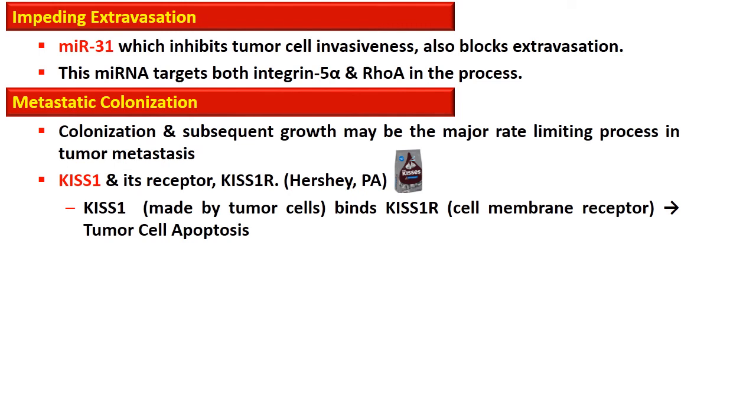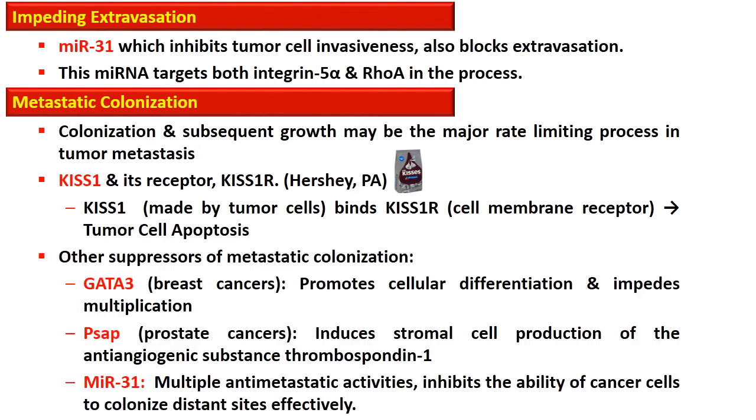the tumor metastasis. KISS1 and its receptor KISS1R. This has got its name from the famous chocolate from Pennsylvania, that is Kiss, and this KISS1 that is made by the tumor cell binds to its receptor KISS1R that is present on the cell membrane, and it results in tumor cell apoptosis.